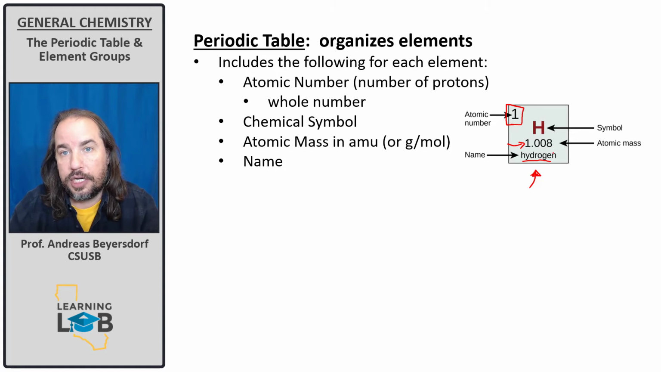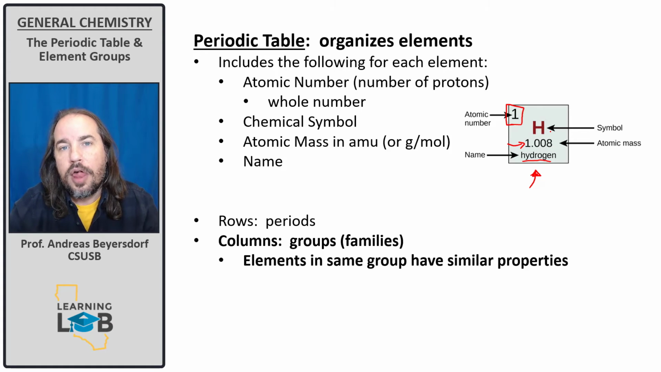Now, the way a periodic table is arranged, we have the rows, which are called periods, and the columns, which are called the groups or families. The columns are very important because the groups show us the elements that have similar properties. So if they're in the same group, they have similar properties. And a lot of these have names.